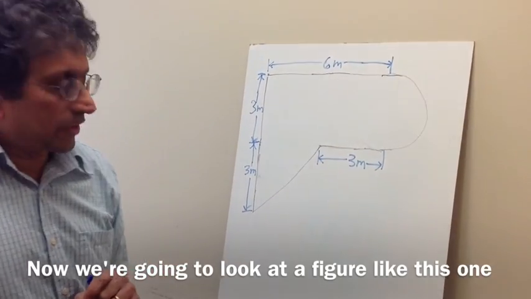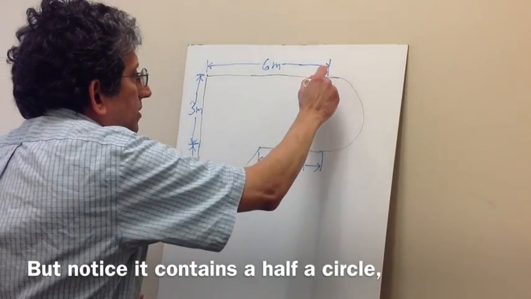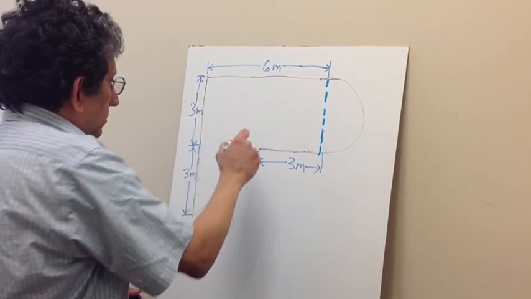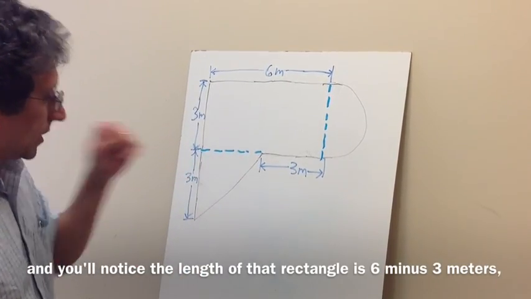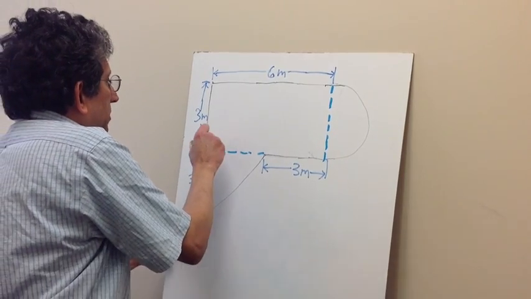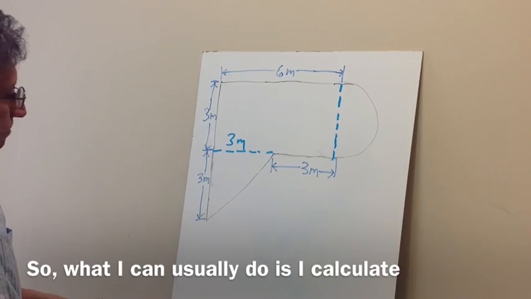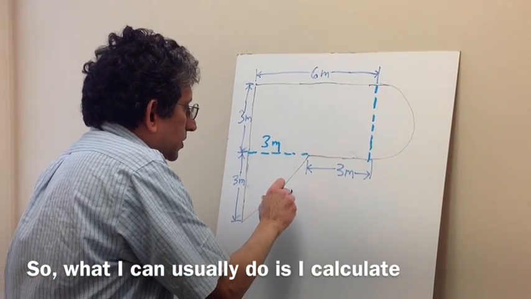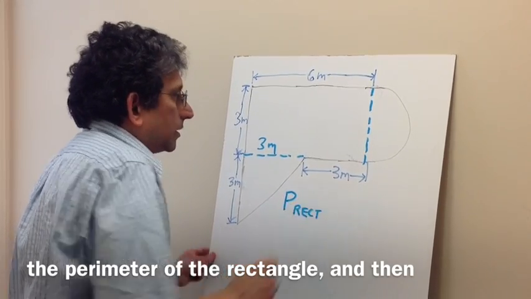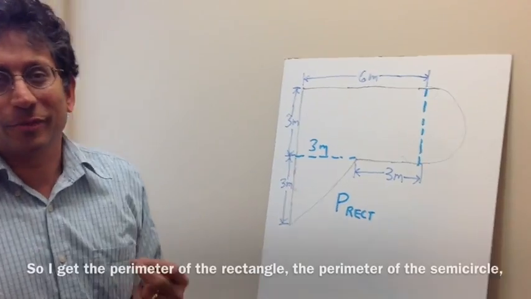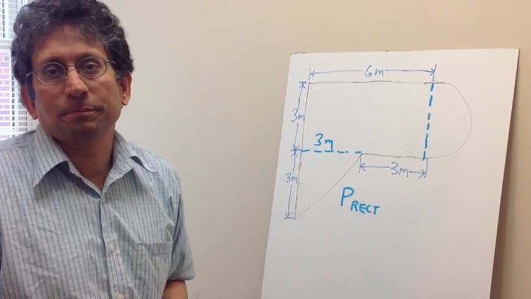Now we're going to look at a figure like this one, which is a swimming pool of an odd shape. But notice it contains half a circle, a rectangle, and you'll notice the length of that rectangle is 6 minus 3 meters, which is 3 meters, and it also has a triangle. So, what I can usually do is calculate the perimeter of the rectangle, and then basically shape by shape. So I get the perimeter of the rectangle, the perimeter of the semicircle, and then the perimeter of the triangle.